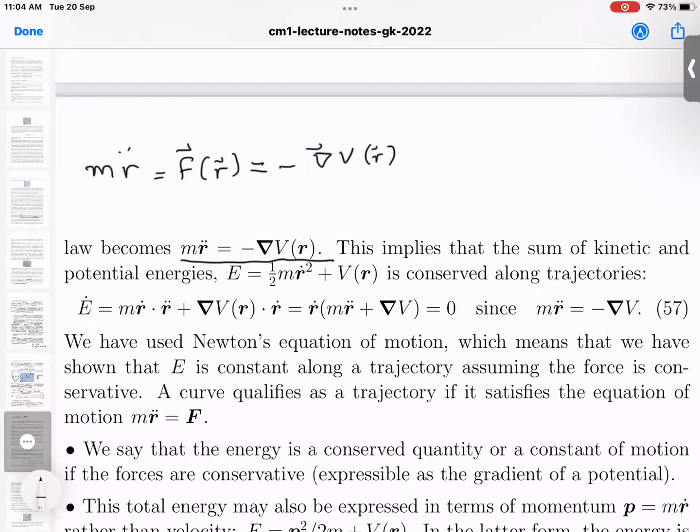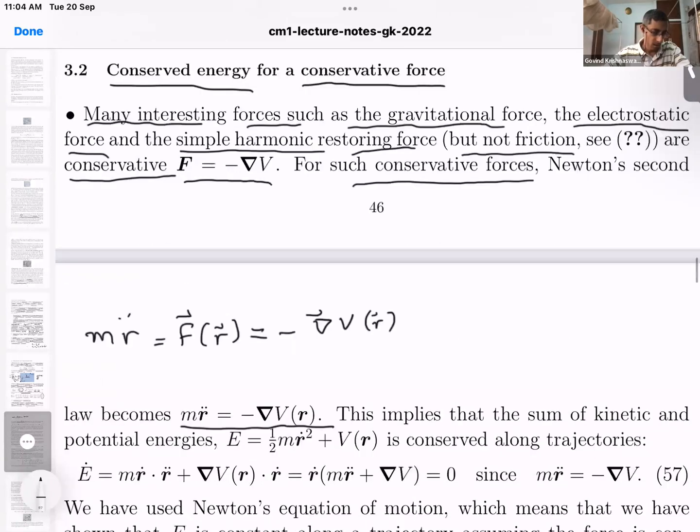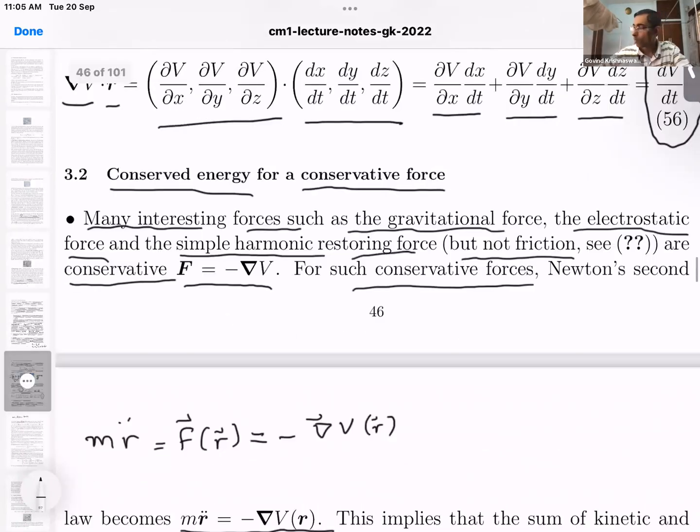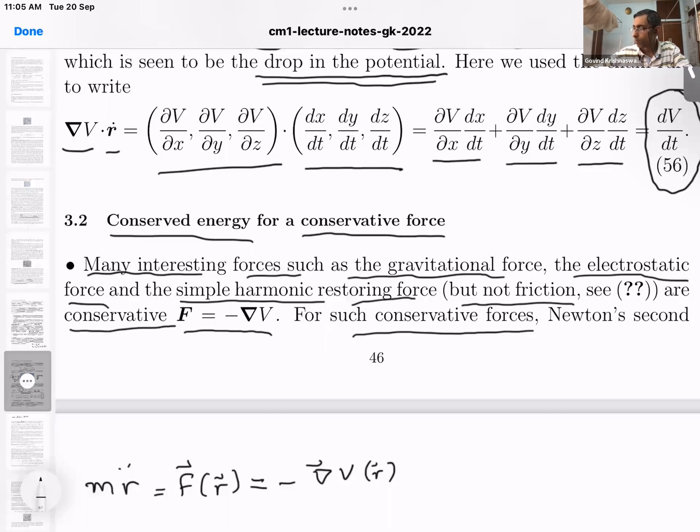Can you move up a little bit? Yes. Is this what you were looking for?